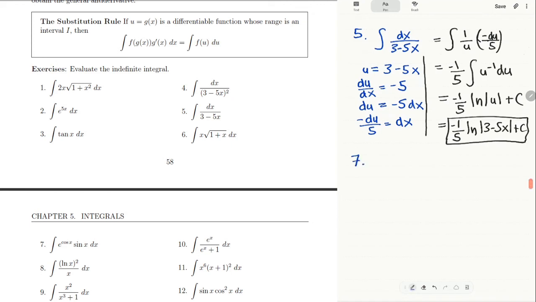So now let's have a look at number 7. We have the integral of e to the cosine of x times the sine of x dx. So here we want to choose u such that its derivative is also in the integral. So we're going to choose u to be the cosine of x. Then its derivative, du over dx, is equal to negative sine of x. And we notice that there is a sine of x dx in our integrand.